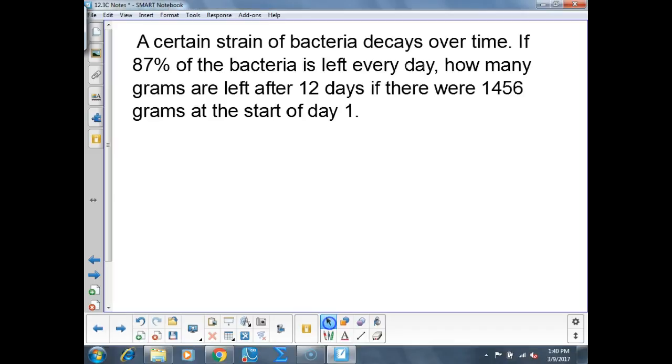Go for it. First thing you have to ask yourself: am I finding a value or am I finding a sum? Finding a value, right? I'm not asking for the total. There's no word total in there at all. So what do we need to make our rule? Our rule was G sub n equals G sub 1 times R to the n minus 1.